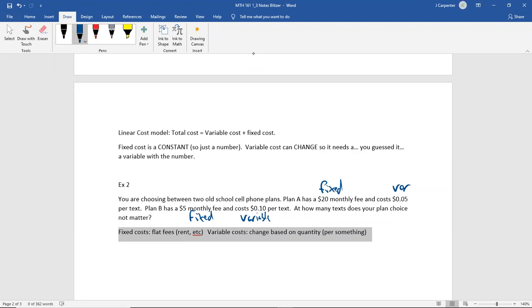And the ultimate goal here is to find out at how many texts does your plan choice not matter. What we're looking for here is kind of like an equilibrium price in a supply and demand kind of problem. We're looking to figure out how many text messages we would need to send for the total cost of Plan A to be exactly the same as the total cost of Plan B. We want the plans' costs to match. That's going to be our ultimate equation: Plan A's cost should be equal to Plan B's cost. That's what I mean by at how many texts does your plan choice not matter.